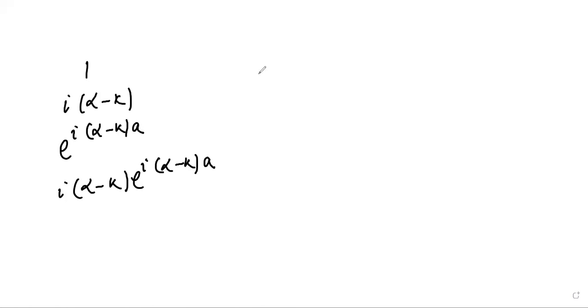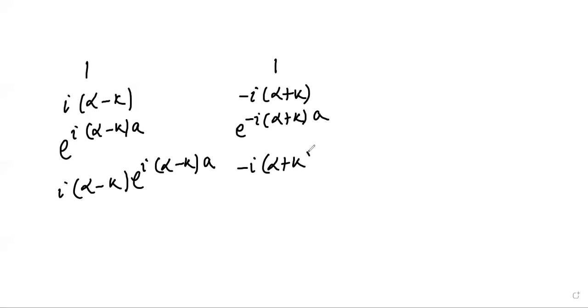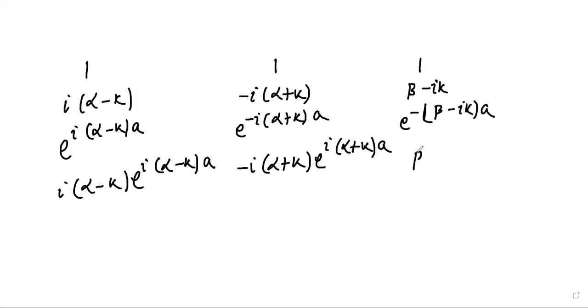Right? Then B, the coefficients 1 minus iα plus K, e to the power minus i(α plus K), times A; minus iα plus K, e to the power i(α plus K), times A. Then C, 1 β minus iK, e to the power minus β, e to the power β minus iK, times A, and the last one, β minus iK, e to the power minus β minus iK, times B.